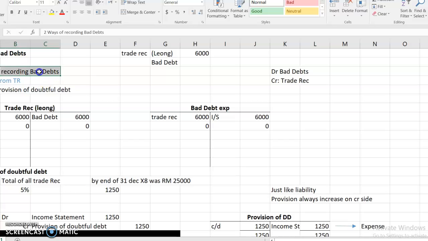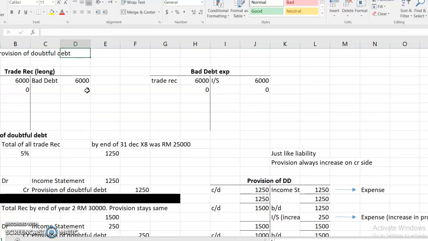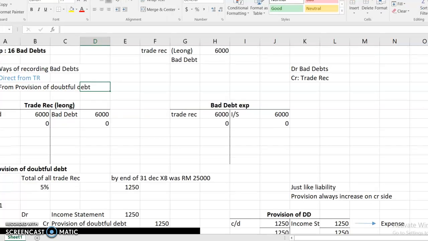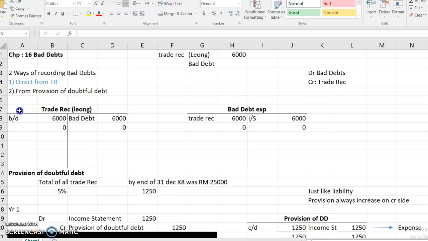Okay, so basically we have two ways of calculating bad debts. First is direct from trade receivable, and second is we make a provision and then cancel off the bad debts. So first of all we have trade receivable, and here we can see we will have a balance on debit side.